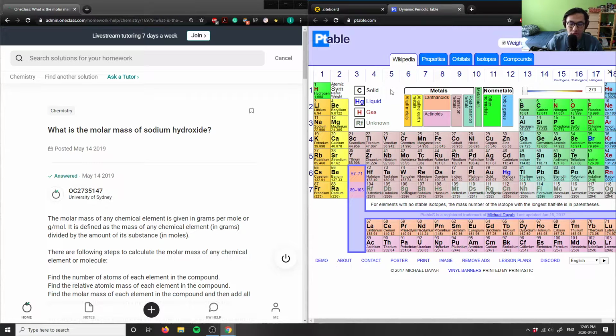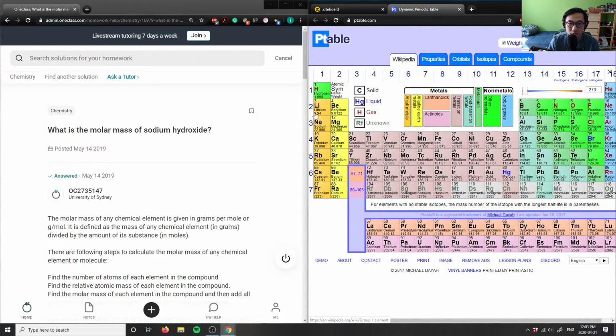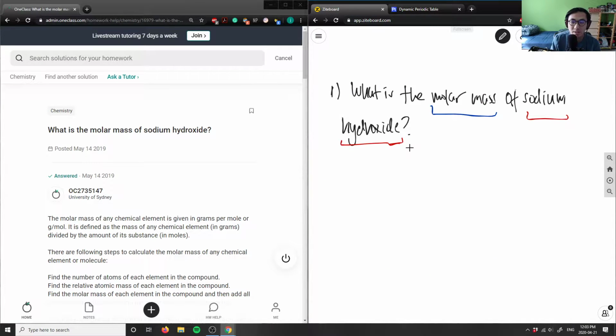So what we have here is the molar mass of sodium hydroxide. We have to figure out what sodium hydroxide is. Remember, sodium hydroxide is a base, and we know that because of the hydroxide. It's made up of sodium, which is a metal, so it's going to be on the left side of the periodic table. Na here is our sodium.